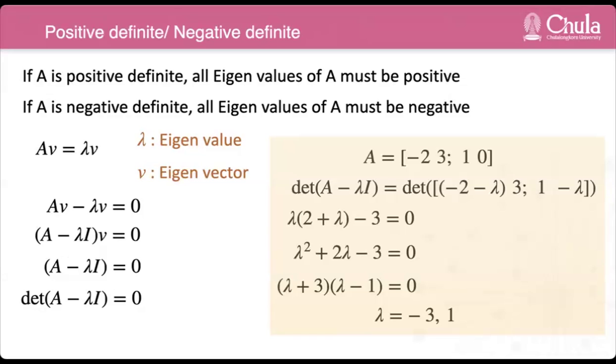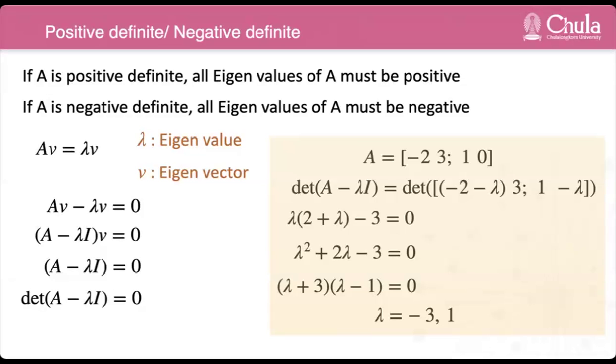We can remove that V, right? So A minus lambda I must be 0. Okay? So if this matrix A minus lambda I is 0, the determinant of A minus lambda I must be 0. Okay? So from this, we can find the lambda.